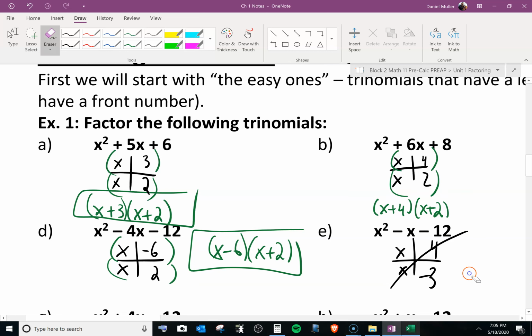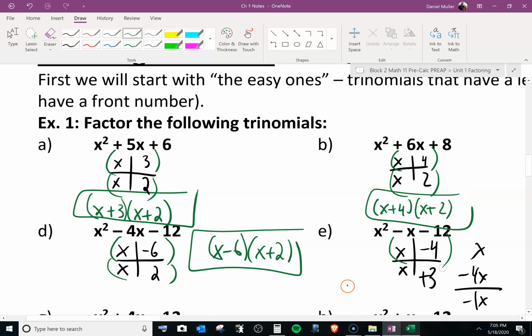So that just means I need to switch the symbols. So I need to make this one a negative instead, and I make this one a positive. So now my diagonals are going to be a 3x and a negative 4x. If I add them, I get a negative 1x. And that is finally it. So I will first put that back. Make that one an x minus 4, and this one an x plus 3.